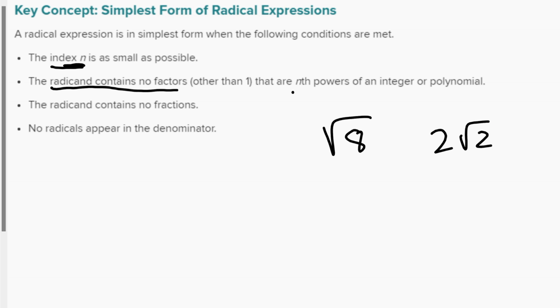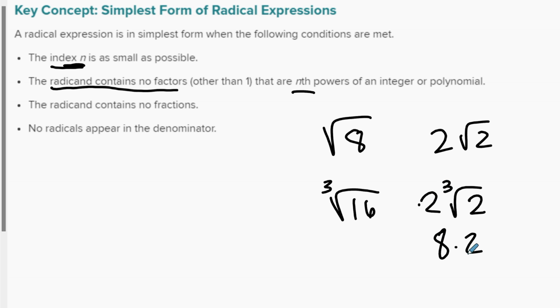And whatever the power, if it was the cube root of 16, I would want to reduce that down to 2 cube root of 2, because 2 cubed is 8, and 8 times 2 is 16. So I break it down and look for groups of 3. Basically, that's simplifying radicals.